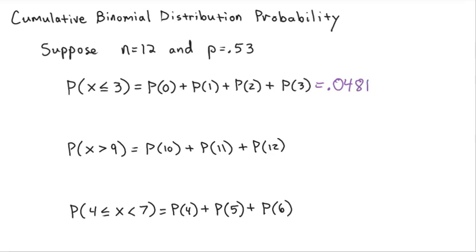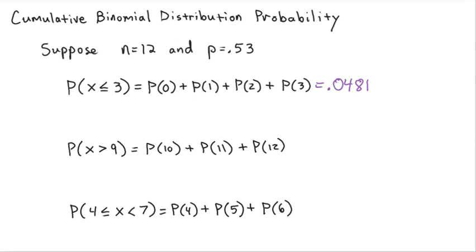So this is going to be 0.0481. And remember, the way that we got that was we had to get 4 separate probabilities. We had to get the probability of 0, probability of 1, probability of 2, and probability of 3, add them all together, and that gave us 0.0481. So now let's say we want the probability of x greater than 9. Well, greater than 9 does not include 9, so we're not going to include 9, but all the numbers larger than 9 that go up to 12 are 10, 11, and 12. So we need 3 probabilities for this one.